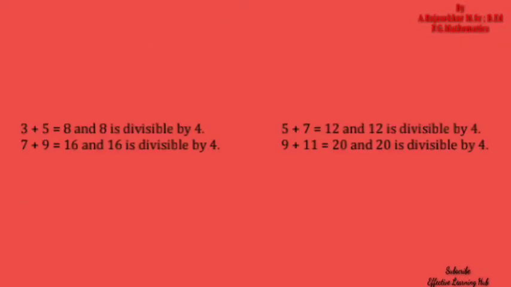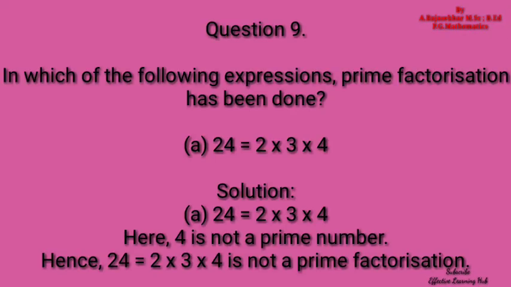Next example is 3 plus 5 equal to 8. 8 is divisible by 4. 7 plus 9 equal to 16. It is divisible by 4. Next 5 plus 7 equal to 12. 12 is divisible by 4. Next 9 plus 11 equal to 20. 20 is divisible by 4. So any two consecutive odd numbers add up to a number divisible by 4.